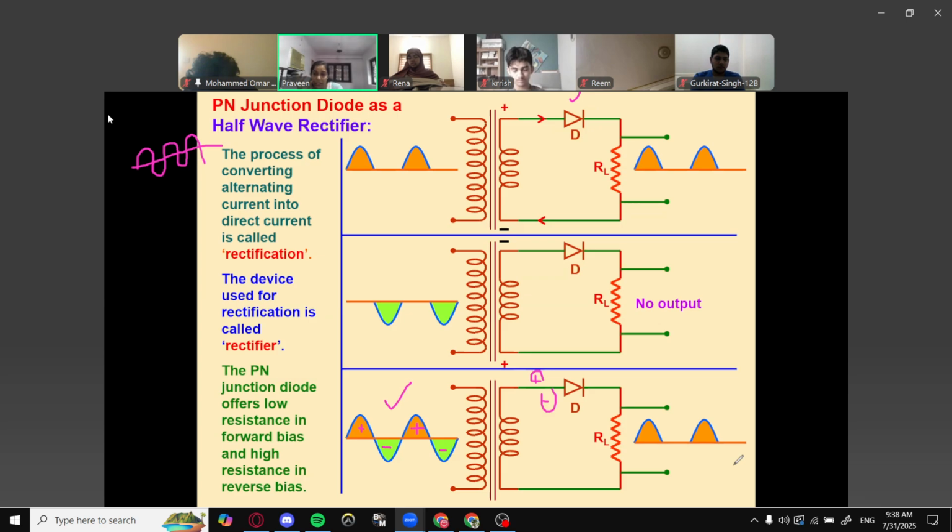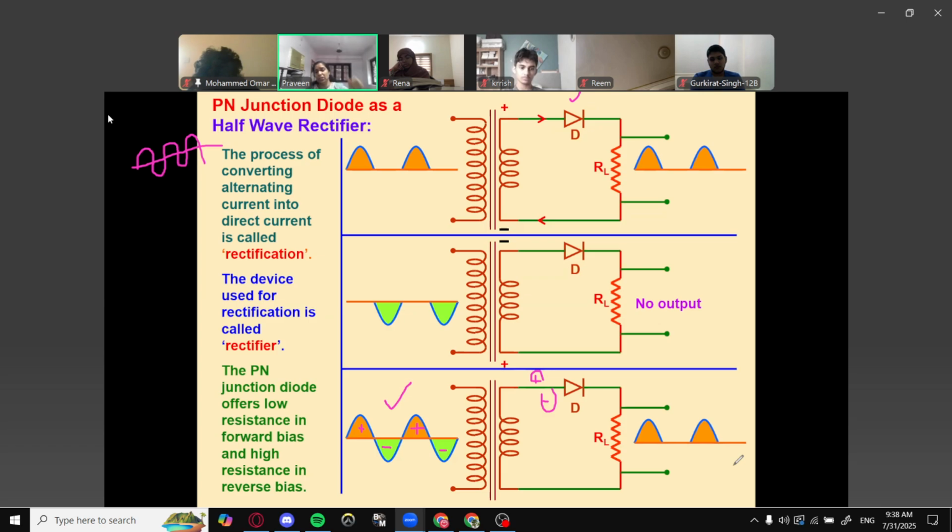Okay, so you want to filter off that AC part. The alternating part you have to filter off, and you have to keep it as unidirectional, single direction current, or DC current. For that we will be utilizing the property of the diode as a unidirectional device, which means the diode will be conducting only when it is connected in forward bias.